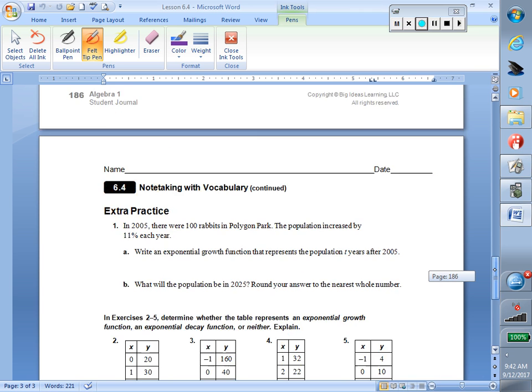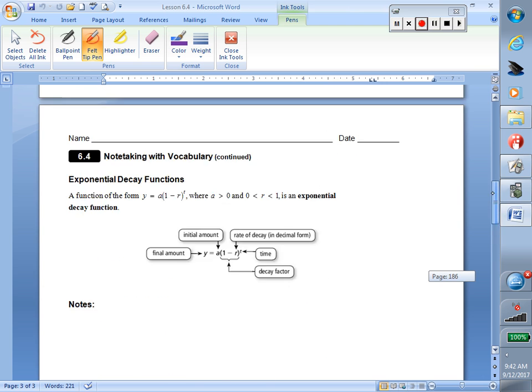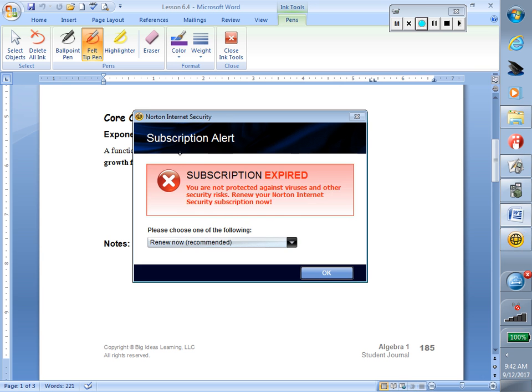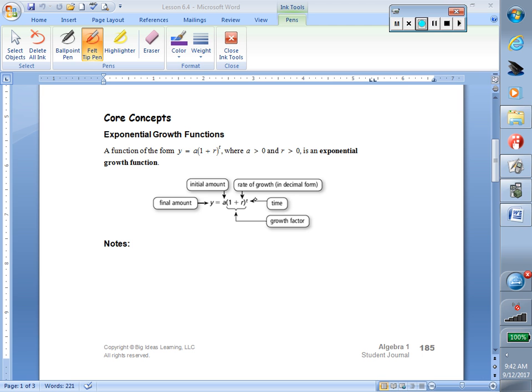So if we take a look on page 185, at the very bottom we see the setup for an exponential growth function. We have y equals a times the quantity, so times the quantity means in parentheses, 1 plus r, and then the exponent of t. That's an exponential growth function. Now you might be thinking, Miss Golly, that's a lot of variables. What do all those different things mean? Down below, we have each piece broken down for us.